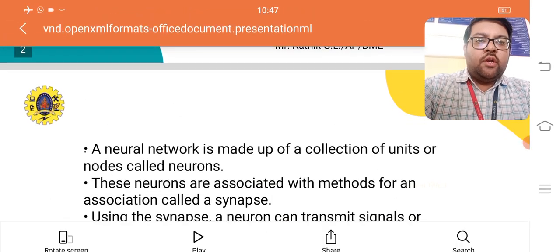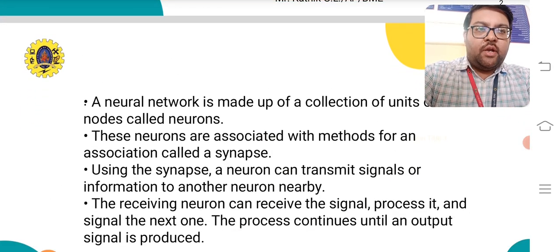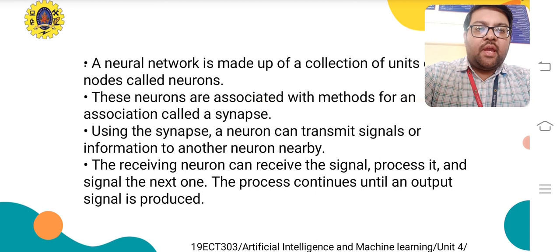So what is a neural network made up of? A neural network is made up of a collection of units called nodes, that is, the neurons. These neurons are associated with connections. Each association is called a synapse. Using the synapse, the neuron can transmit signals or information to the nearby neuron. The receiving neuron can receive the signal, process it, and signal the next one. The process continues until an output signal is produced.